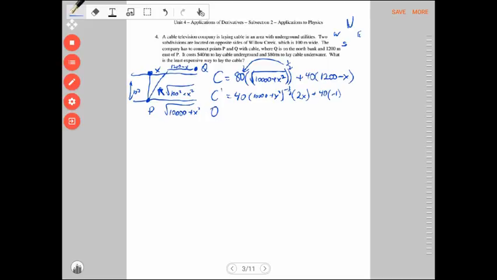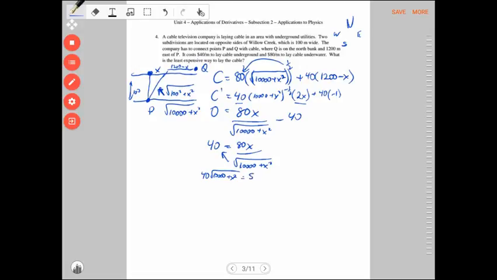So we set the derivative equal to 0. The 40 and the 2x go together, so that makes 80x over the square root of 10,000 plus x squared, then minus 40, since 40 times -1 is -40. The 40 is going to come across, so positive 40 equals 80x over that square root bit. Of course that's going to multiply up, so 40 times the square root of 10,000 plus x squared equals 80x.